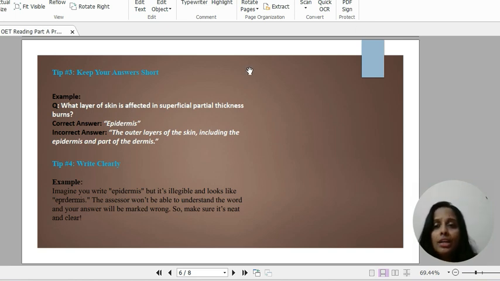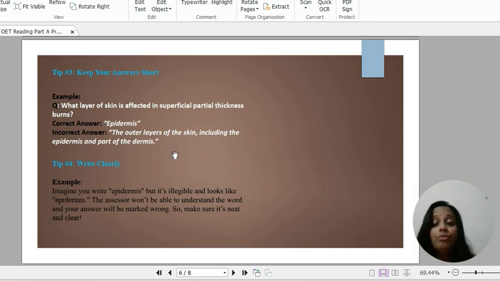Example: what layer of the skin is affected in superficial partial thickness burns? If you write epidermis, that's the answer from the text. Sometimes, if you write outer layer of the skin, including the epidermis and part of the dermis, that's an incorrect answer because you need to answer in short. The correct answer is concise and to the point, while the incorrect one provides unnecessary information. So please don't do that.